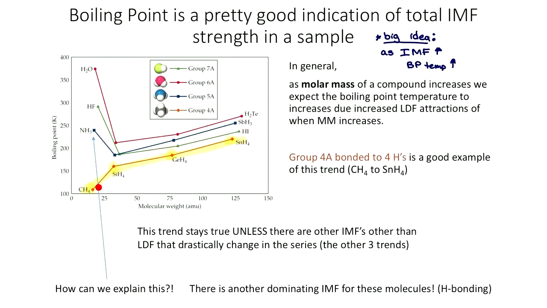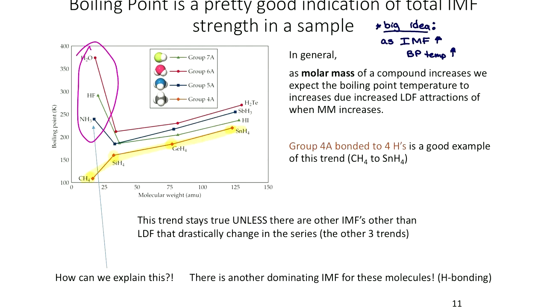But that's the only graph that follows that trend. What we see for these other groups, water, HF, and ammonia, is that as we go down the group, from NH3 to PH3, in group 5, the lightest element actually has the highest boiling point temperature, but then it goes down and then starts to creep back up. So what's going on here? This trend is true, that molar mass increases, IMF increases, except for those three compounds right there. So what is going on?